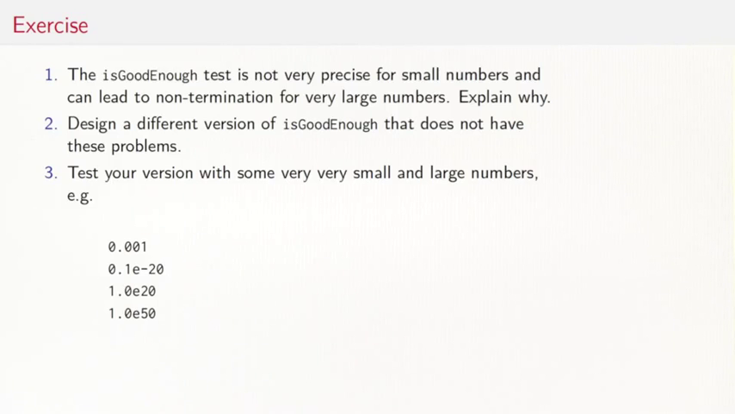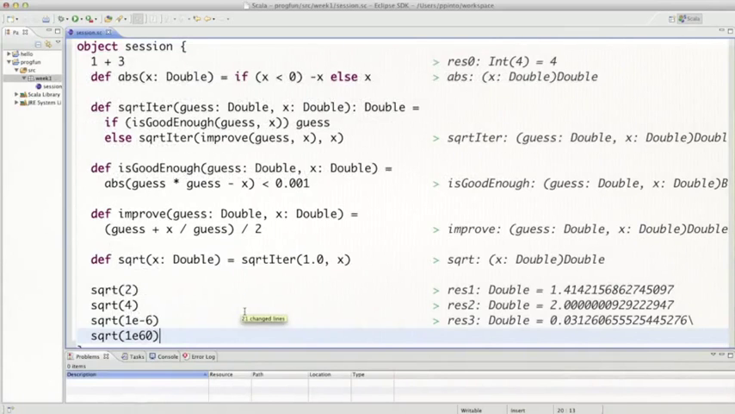So to answer that exercise, let's go back to our worksheet. The problem we had for both small numbers and large numbers was that our isGoodEnough test takes an absolute difference. It asks whether the absolute difference between the square of guess and x is less than some threshold value. And that's not very good for very, very small numbers, because the number we want to find in the square root might even be smaller than that. So, relatively speaking, that epsilon value might be huge compared to the number we want to find.